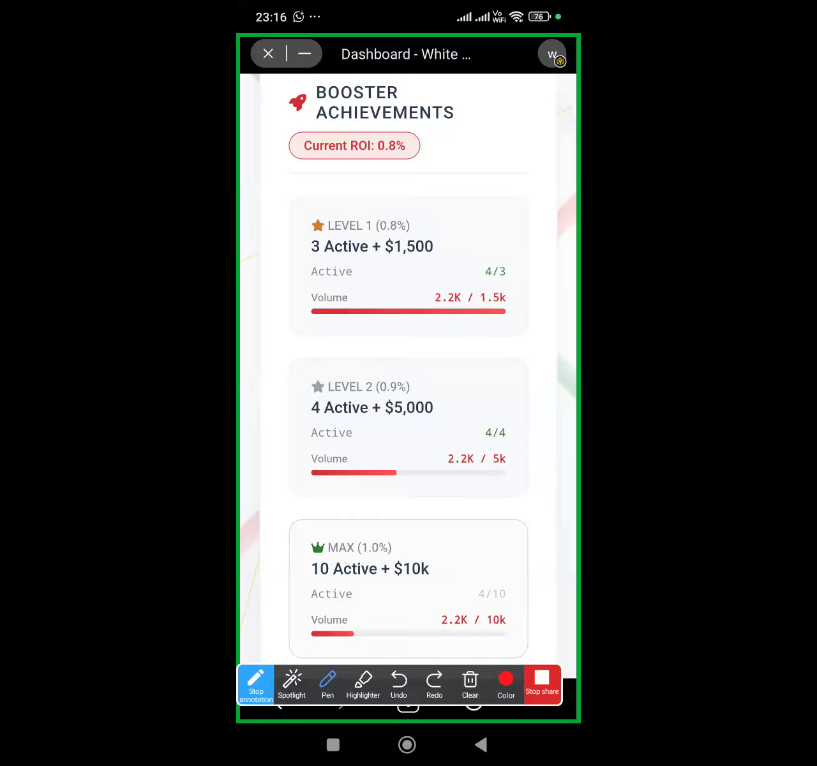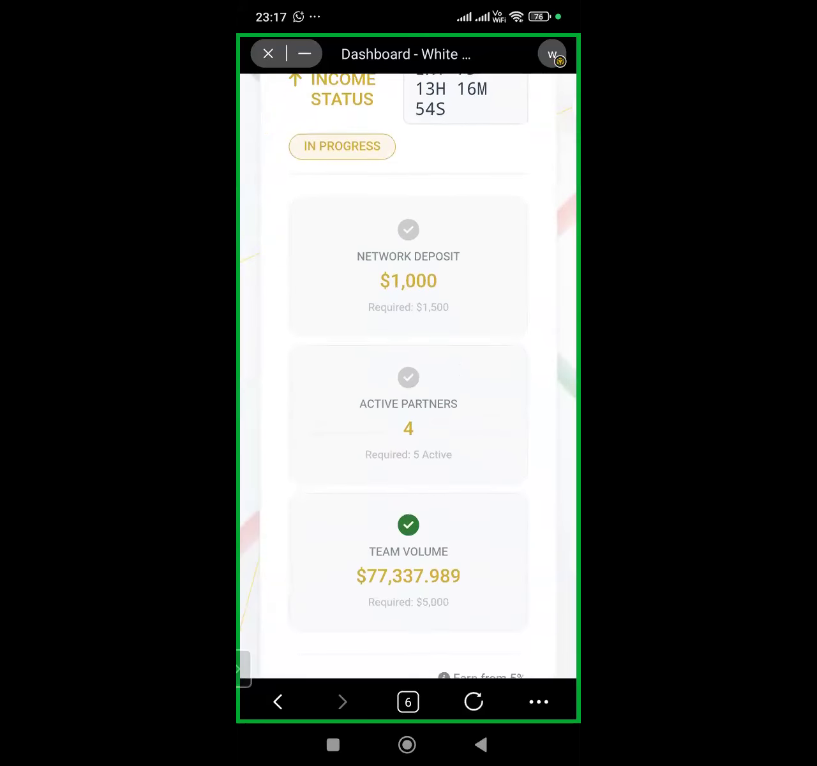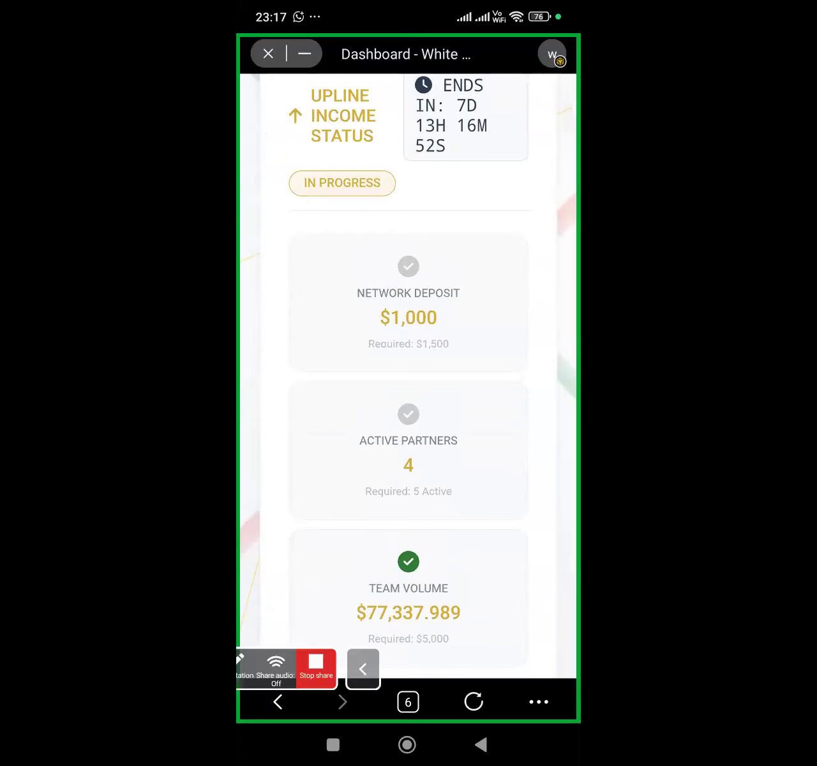So this is a booster income in the system that you can make up to 1% ROI. Here is the upline income. To get the upline income, when you activate your ID, it gives you 30 days. You can see my 7 days remaining.